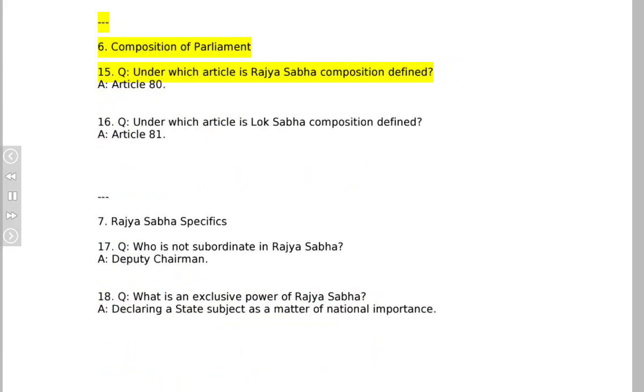6. Composition of Parliament. 15. Q. Under which article is Rajya Sabha composition defined? A. Article 80. 16. Q. Under which article is Lok Sabha composition defined? A. Article 81.